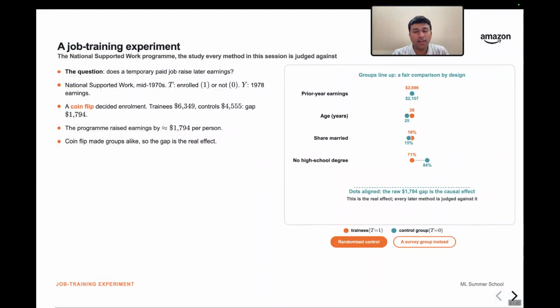So before starting with the formal definitions, let's take a quick look at one of the examples that will set up the intuition behind the different types of effects that we are eventually going to look at. So let's say we want to answer a very simple question of whether an internship leads to higher salaries in the future or not. Another way of putting this would be whether a temporary paid job raises the earnings in later stages of the career or not.